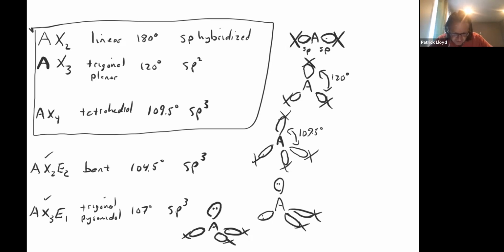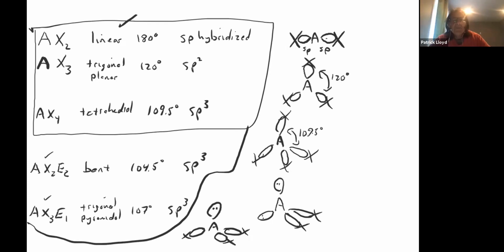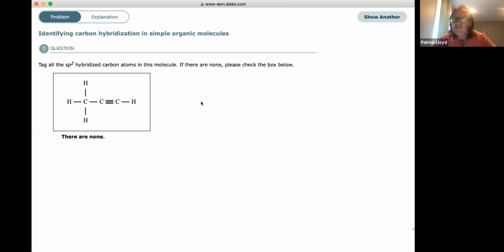This chart right here is very helpful. I find it to be very helpful. In fact, you can extend the chart into here if you want to, and that allows you to do even more problems. But what I want to do is look at a couple of example problems now. So let me bring up the Alex problems. There's just 2 that you need to do for this section. So the first one is: tag all the sp2 hybridized carbon atoms in the molecule. If there are none, then check the box below.